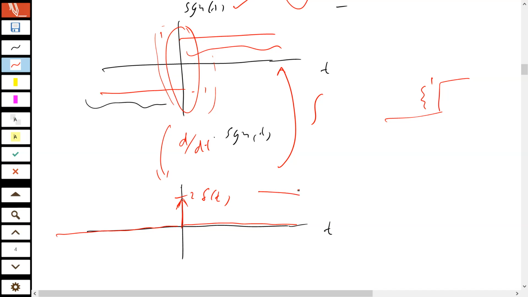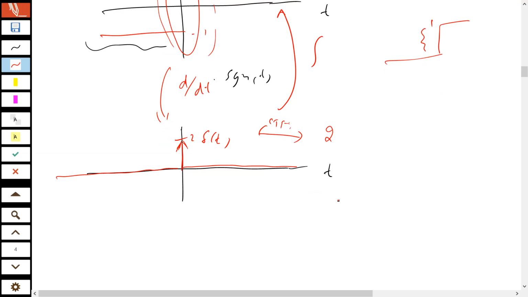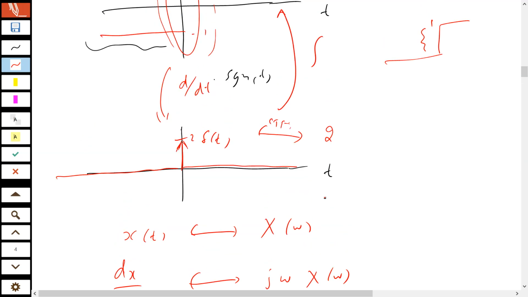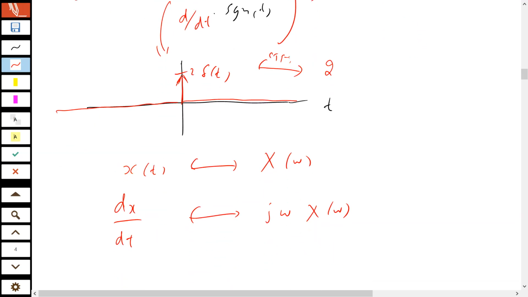But you know the transform of 2 delta. What is the transform of 2 delta? The transform of delta is 1, so the transform of 2 delta will be 2 times 1, right? Now you recall the property. What is the property? That if x of t has a transform x of omega, what is the transform of the derivative? We learned this property last time. Now apply this rule to this case.